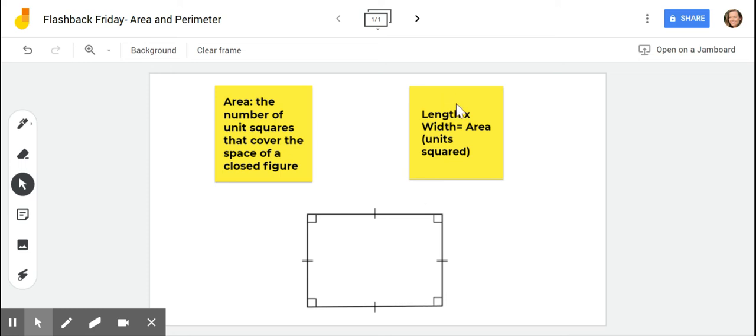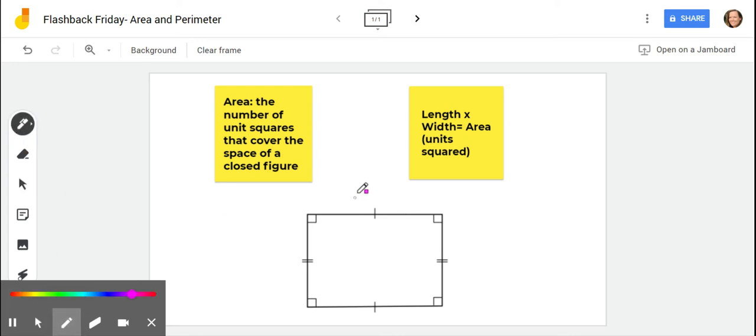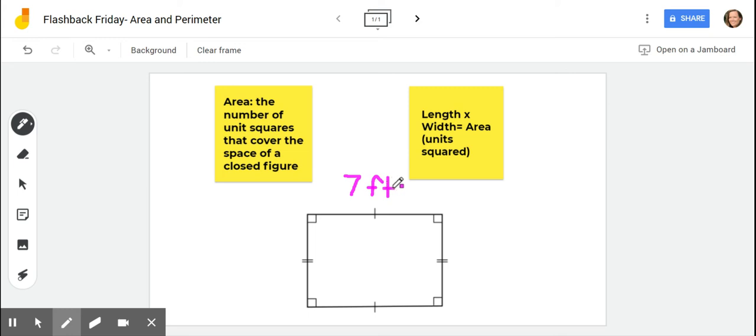To find the area, we do length times width equals area, and we get square units. So let's do this together. So let's say that the length, which is the longer side of this rectangle, is 7 feet. And we're going to say that the width, which is the side that's typically shorter, is 5 feet.